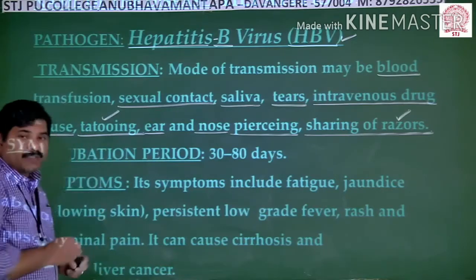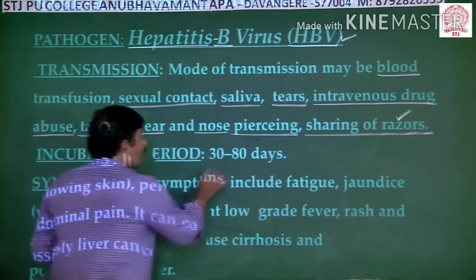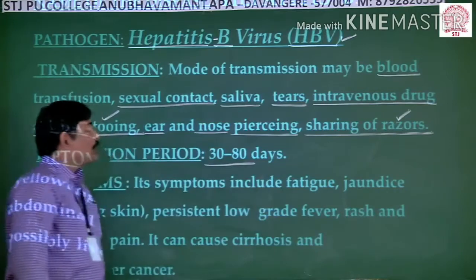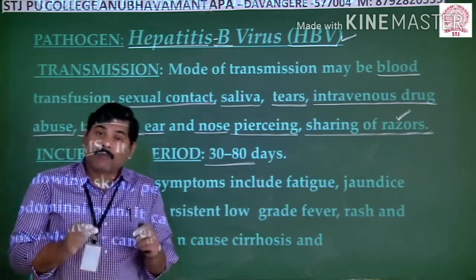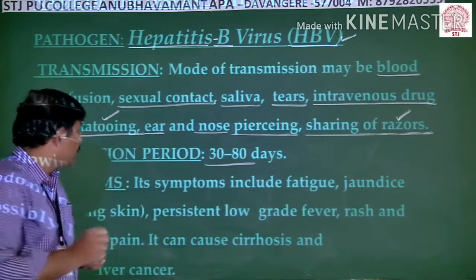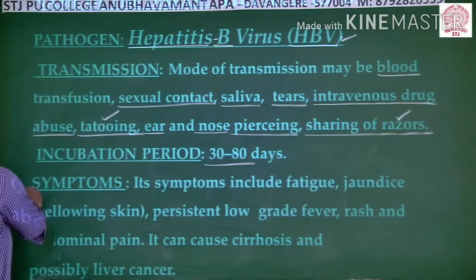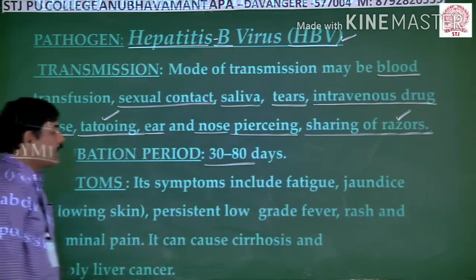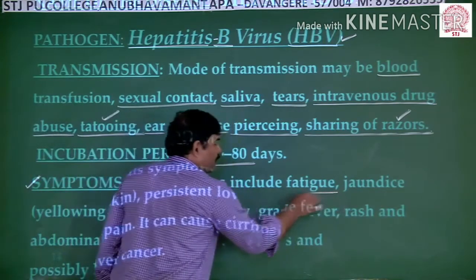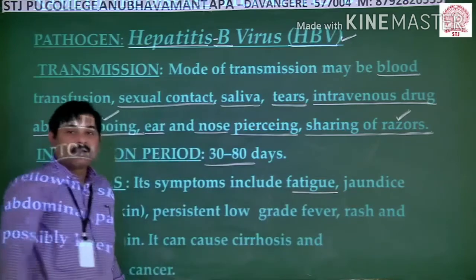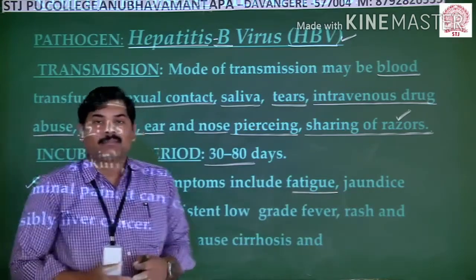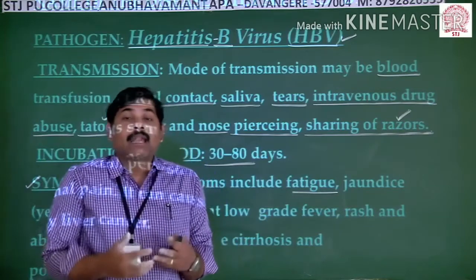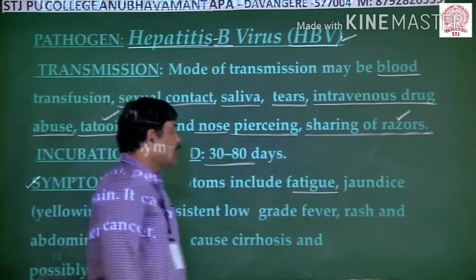Then what is the incubation period? It takes hardly 30 to 80 days for manifestation of the disease, or for appearance of the symptoms. Then what are the symptoms? Generally fatigue is experienced by the person. Fatigue in the sense of tiredness. The person will feel great tiredness.